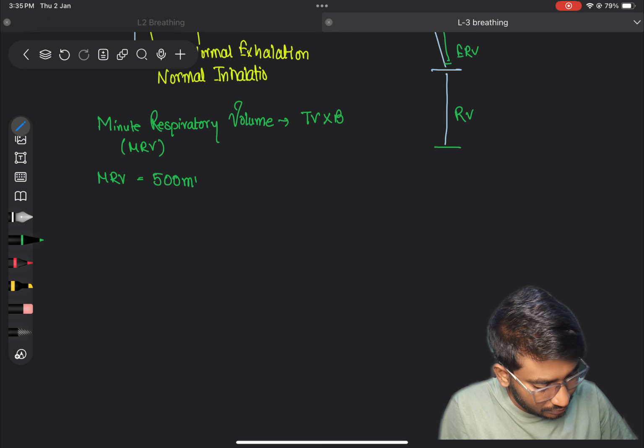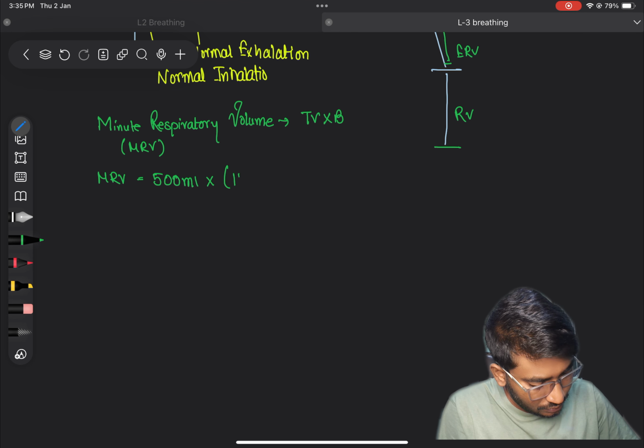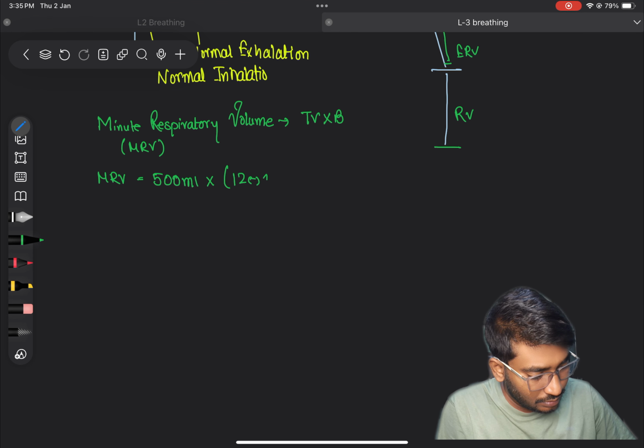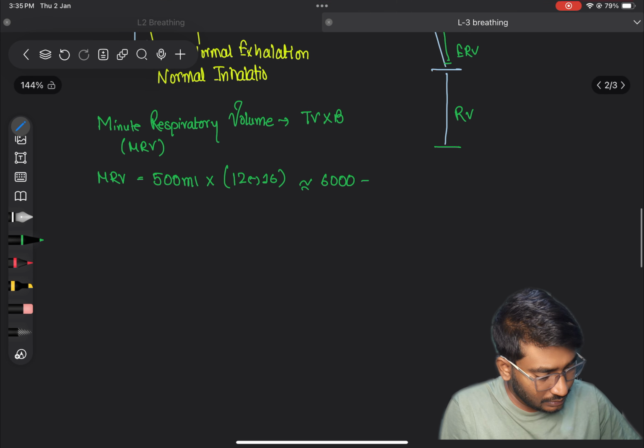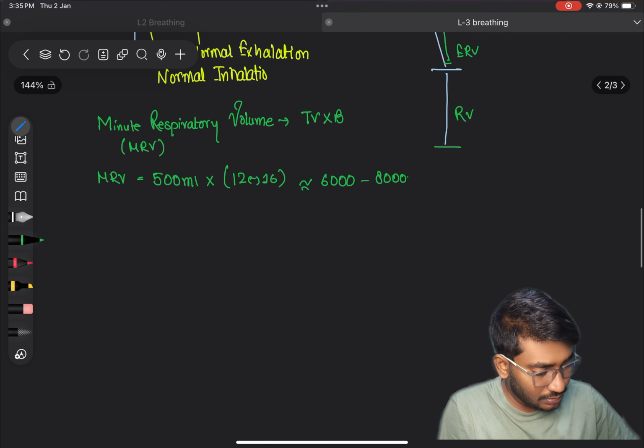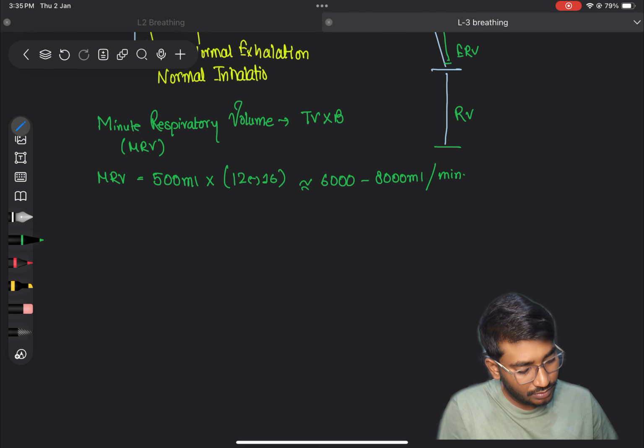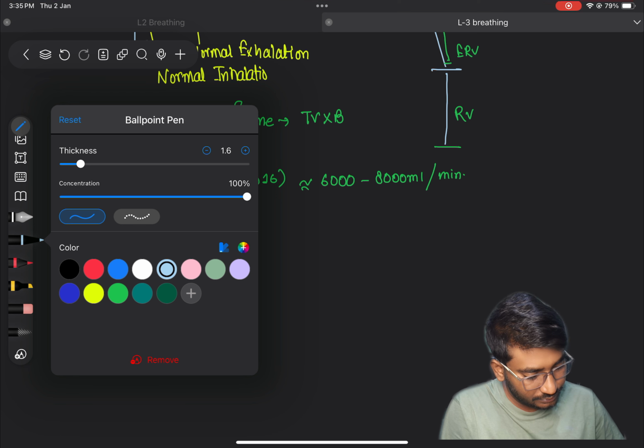MRV equals 500 ml into 12 to 16, that is approximately 6,000 to 8,000 ml per minute. Okay, now come to the next point.